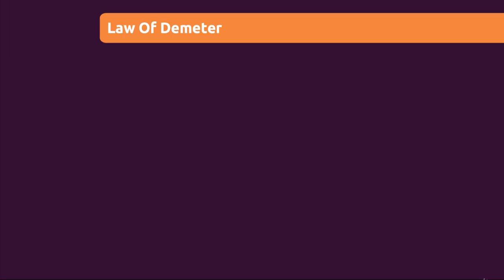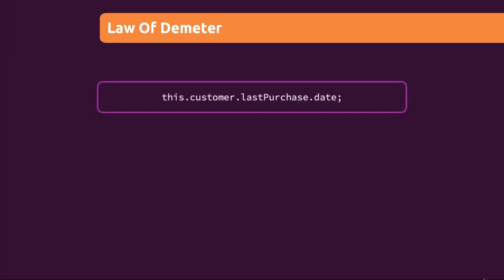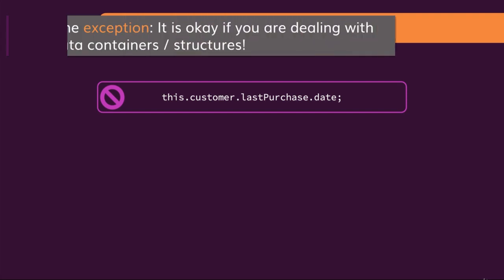Now, what is the law of Demeter? It is related to code like this. Here in this code, which could be in some method of some class, we are accessing the customer property of the class. On that property, the last purchase property, as it seems, and on that last purchase property, which seems to be another object, we access the date property. You should avoid code like this. Drilling deeply into other objects is something which is discouraged by the law of Demeter.